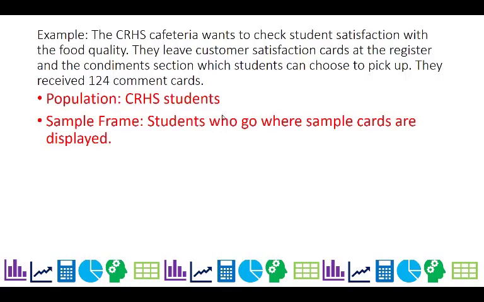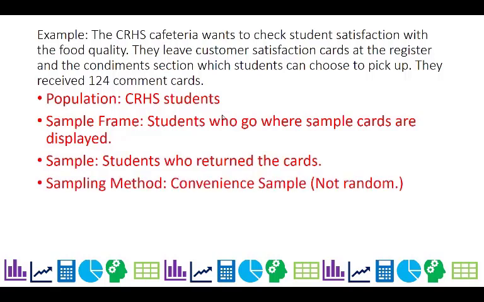The sample frame are students who go where the sample cards are displayed. So who are they leaving out? Honestly, a lot of seniors who are going off campus. So we definitely are going to have an undercoverage issue here. So the sample is the students who return the cards. The method is convenience. This is not random at all, which automatically disqualifies it as a good study.